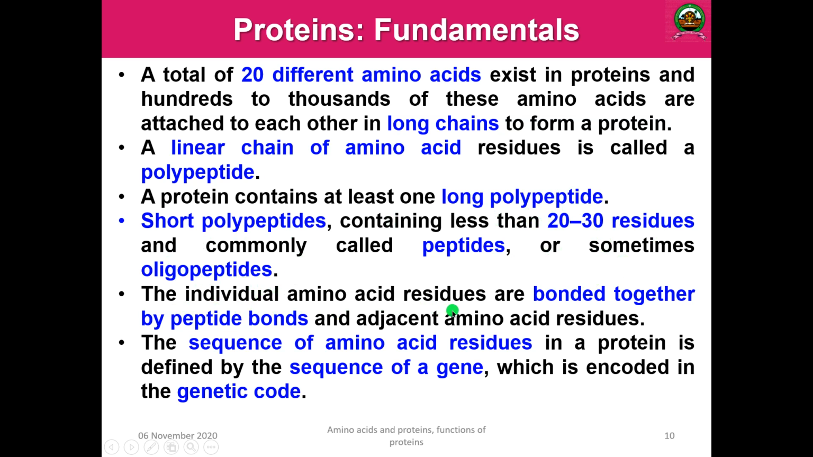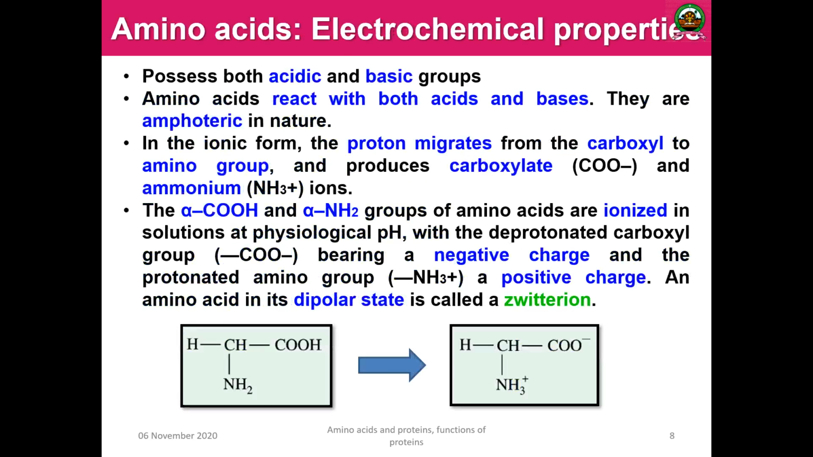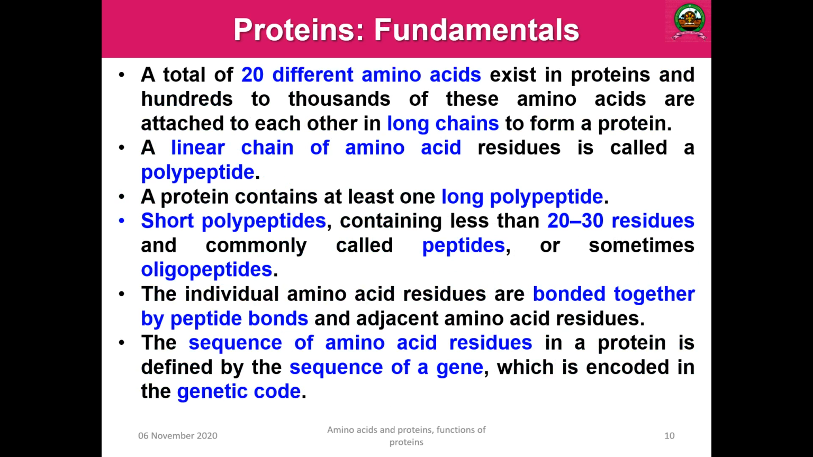And the individual amino acid residues are bonded together by peptide bonds. This is very, very important. We will discuss it. So all proteins have a structure: at one end they have an amino terminal end, and at the other end they have a carboxylic acid group. The carboxylic acid group of one amino acid will interact with the amino terminal end of another amino acid. Then a strong covalent bond will be formed, that is known as peptide linkage. That we will discuss.